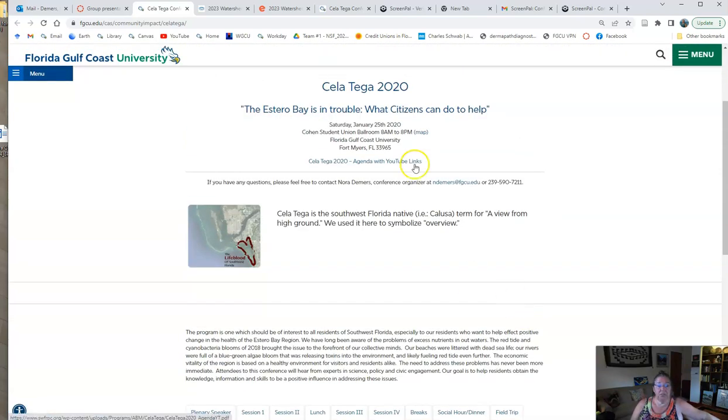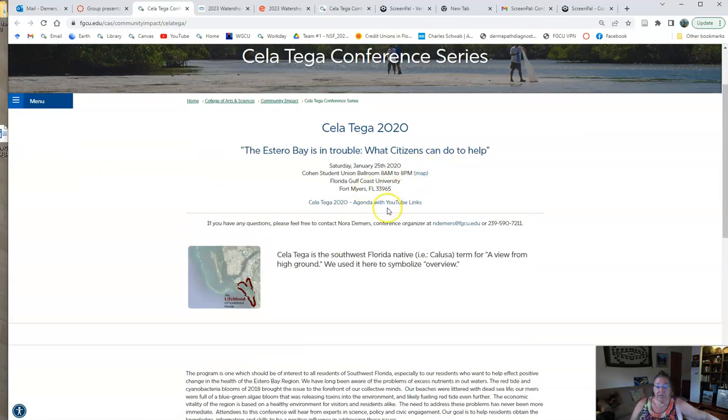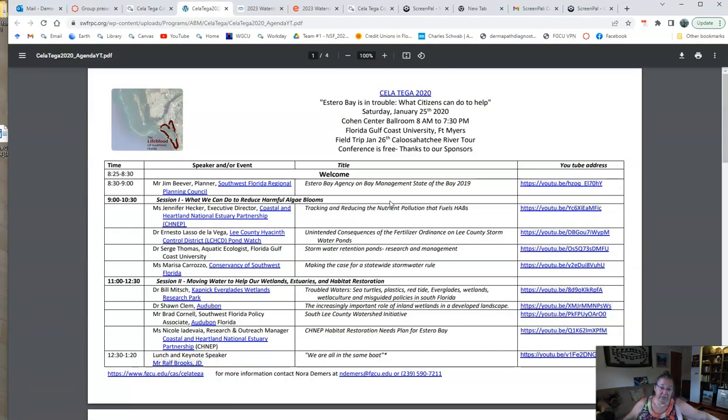The most recent one is called Celatega 2020. The Estero Bay is in trouble, what citizens can do to help. This happened just before everything closed down for COVID. And it was right after the blue-green algae and red tides that came after Hurricane Irma. My partner in crime is Mr. Jim Beaver. He just retired from the Southwest Florida Regional Planning Council. He will be our guest speaker in a week or two. His talk for us will be called Persistence of Vision.